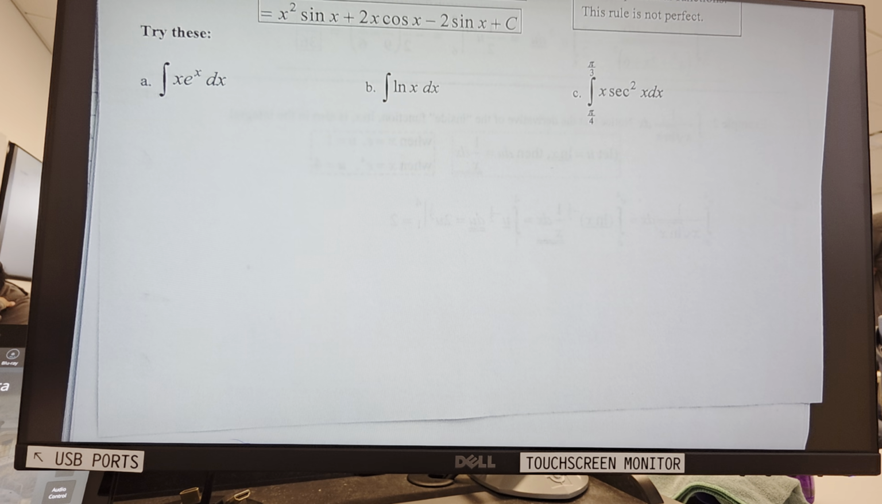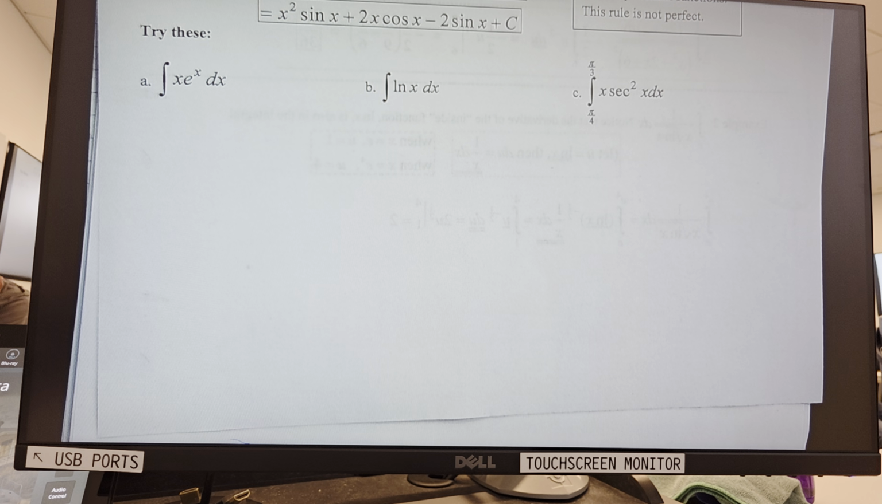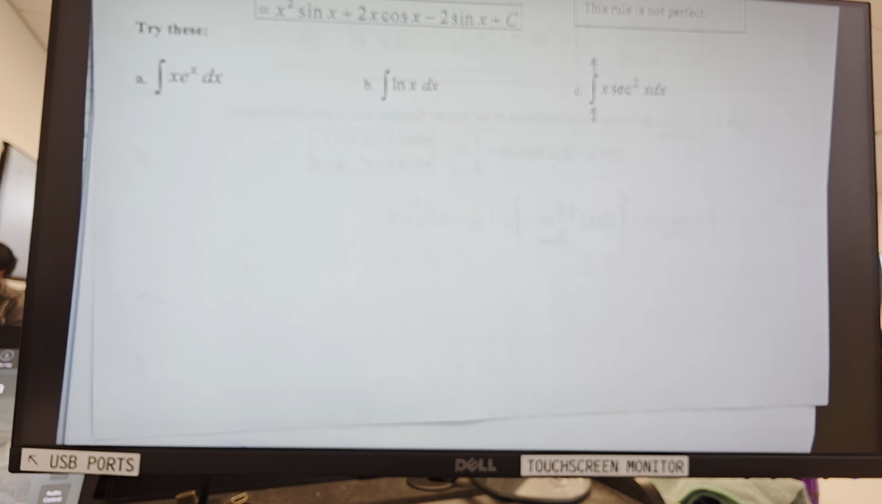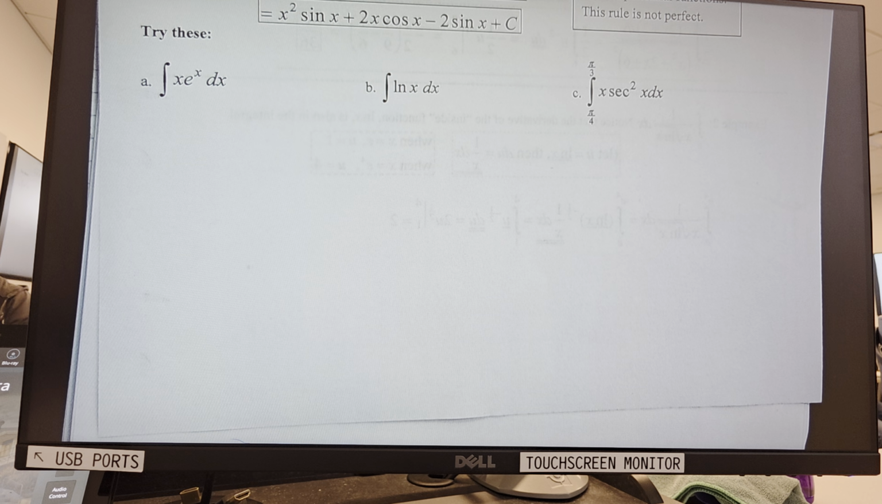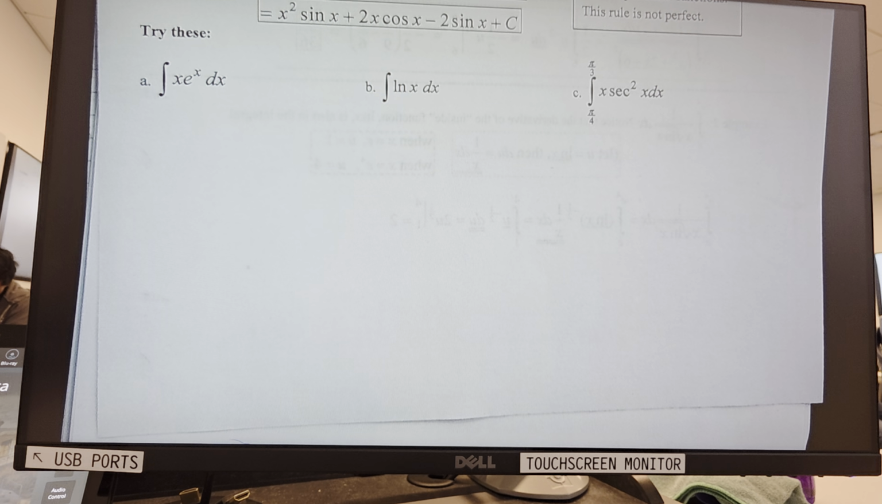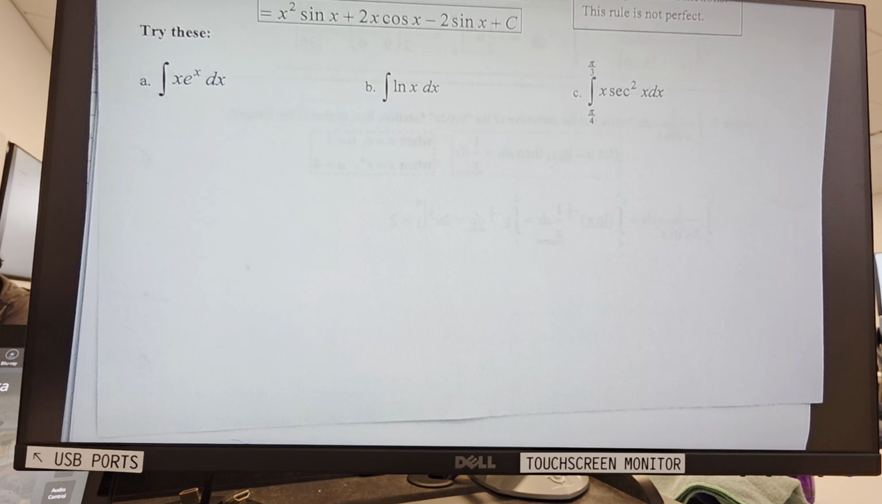Just to make sure everyone's on the right track, what did you guys let u equal in part A? U equals x, yes. And then dv equals e to the x dx. Is e to the x easy to integrate? Does x decrease in degree when you differentiate it? Yes. That's why if I have a polynomial piece, I almost always want to let u equal that, because then it's going to get better. Unless the other thing I can't integrate, then I have to reverse that.